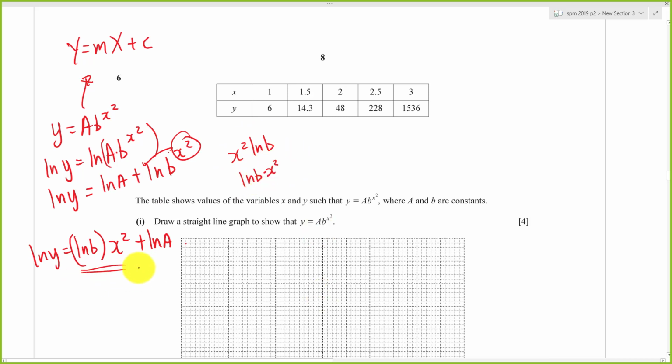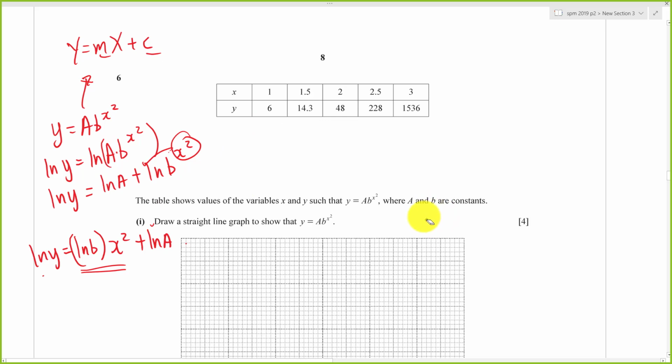But why do I want to write in this form? Because the question tells me b is a constant. So therefore, I need to make my m constant. This is y equals mx plus c. My c must be constant also, because m and c must be constant. So I just reposition it, in order to get the constant here.